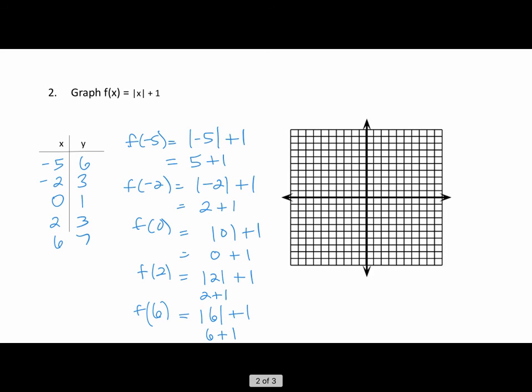So -5 and +6, plot that point there. -2, +3, 0, 1, 2, 3, and 6, 7. Okay. Definitely can see what this looks like here. It's going to be like a line going off that way, a line going off that way. Kind of looks like a V shape here.